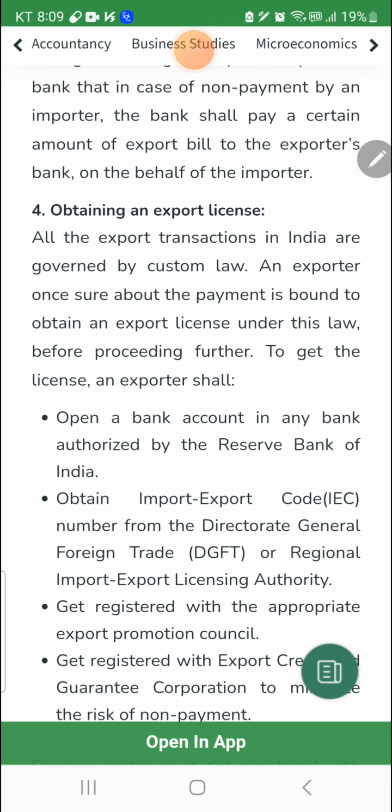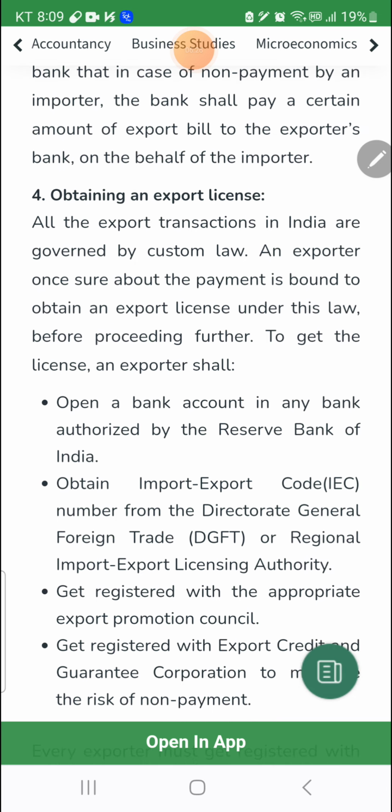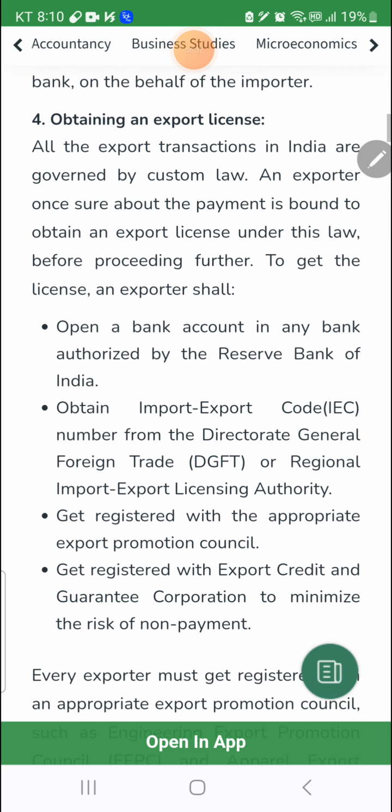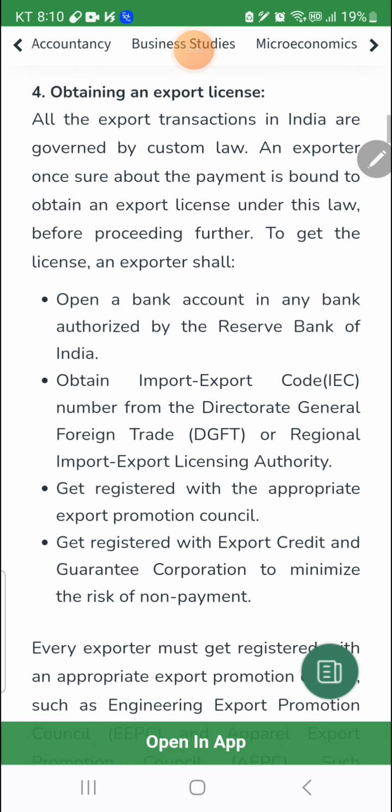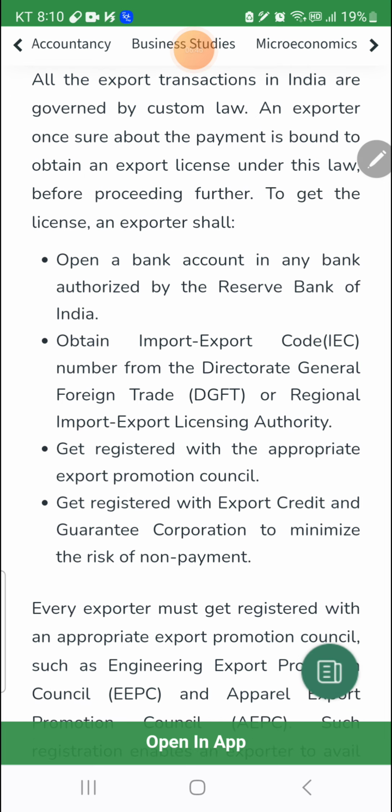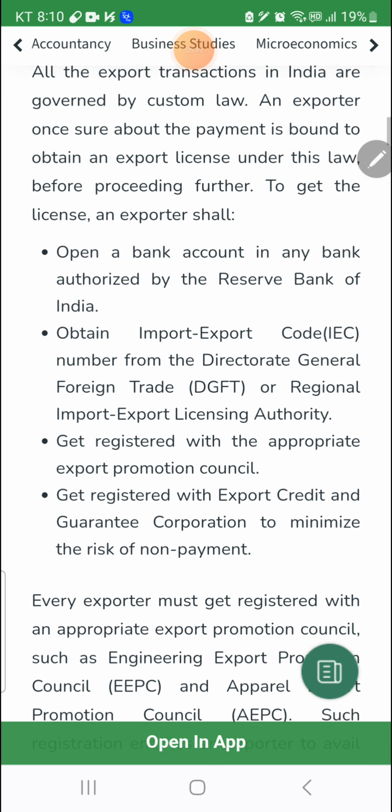4. Obtaining an export license. All the export transactions in India are governed by customs law. An exporter, once sure about the payment, is bound to obtain an export license under this law before proceeding further. To get the license, an exporter shall open a bank account in any bank authorized by the Reserve Bank of India.